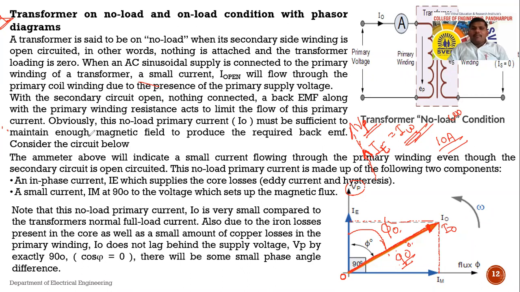We can call it the active component or the working component of the no load current. The other component is 90 degrees lagging with respect to the supply voltage. This component is known as the magnetizing component, or we can call it the magnetizing inrush current. The magnetizing component is 90 degrees lagging behind the supply voltage. If we do the vector sum of these two components, then we will get the magnitude of no load current taken from the supply.